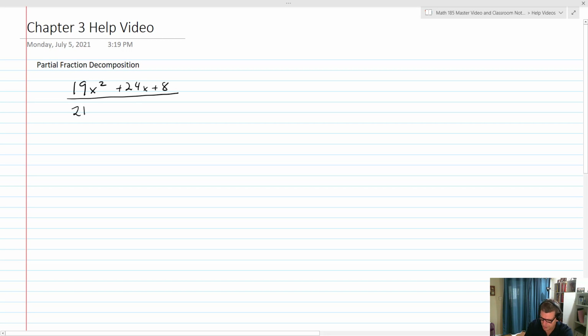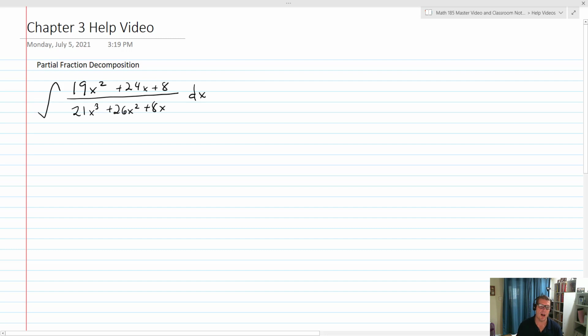So what we're going to do is look at this problem. We're going to look at 19x squared plus 24x plus 8, divided by 21x cubed plus 26x squared plus 8x. And we're looking for the integral of that dx. So we want to know what is the integral of that. And you look at that and you're like, okay, cool, I get it. I can use partial fraction decomposition.